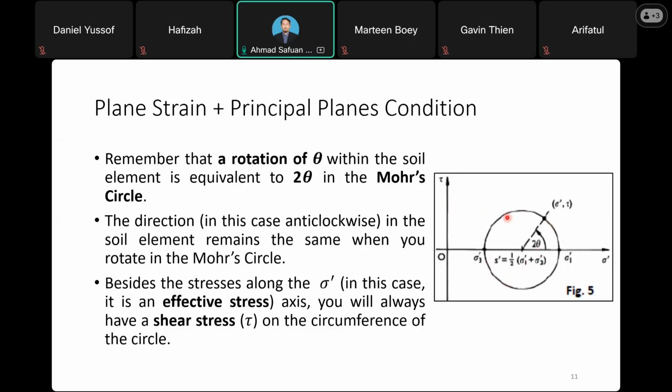Later we may derive equations for the drained and undrained conditions to analyze the lateral force acting on any retaining wall, in active and passive conditions.